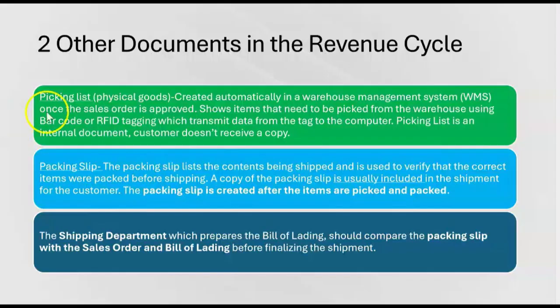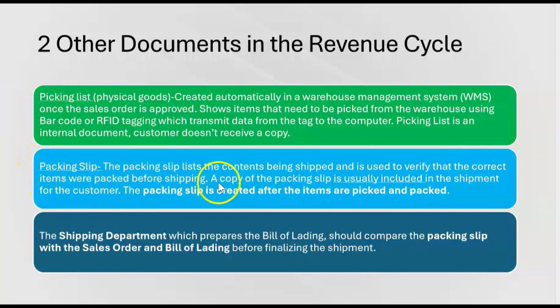So a picking list is created automatically in a warehouse management system once the sales order is approved. The picking list shows the items that need to be picked from the warehouse using barcode or RFID tagging, and this transmits data from the tag to the computer. So a picking list is an internal document. The customer never receives a copy of it, but it is important for warehouse management. So which department do you think will be using the picking list? Yeah, the warehouse.